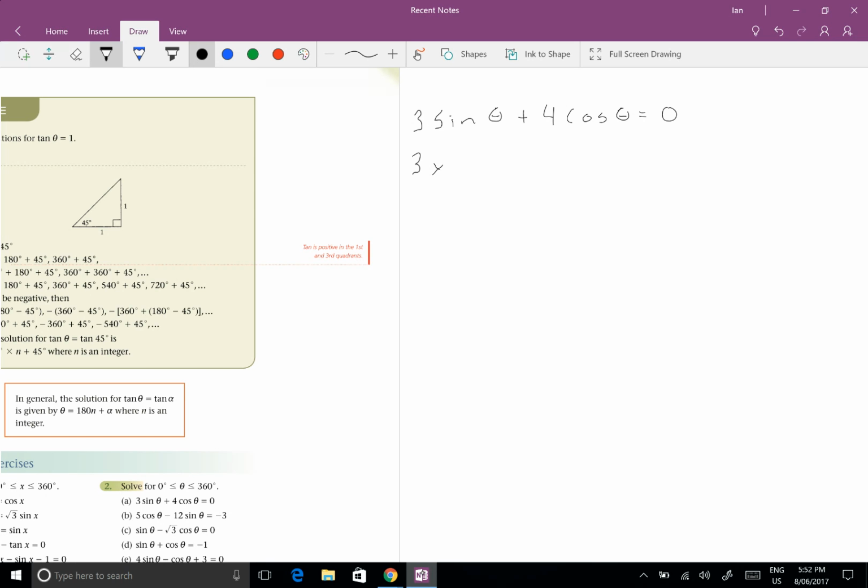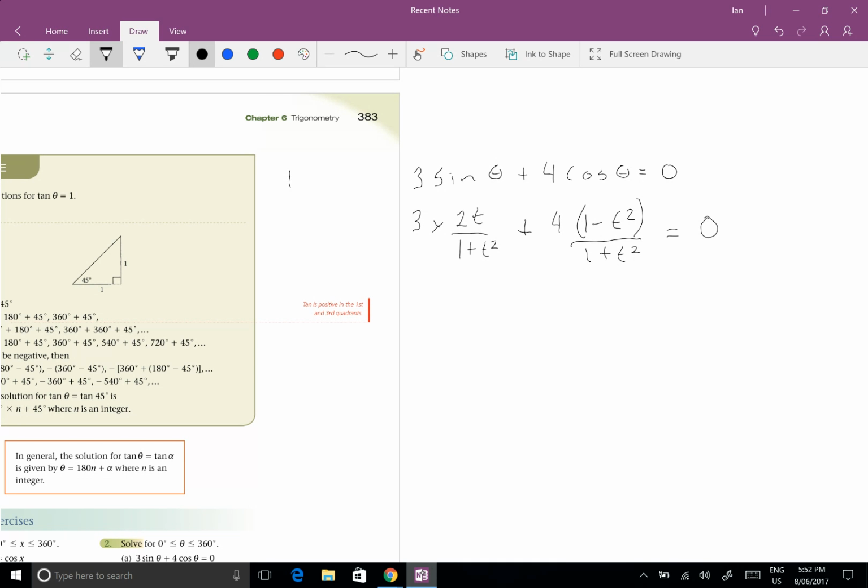So I'll just put it in, 2t on 1 plus t squared. And cos theta is 1 minus t squared. I'm going to put brackets on that because I've got a 4 there. All over 1 plus t squared. Well, this looks okay because I've got a common denominator. And I just remember, I should state, I'm going to let t equal tan theta on 2.